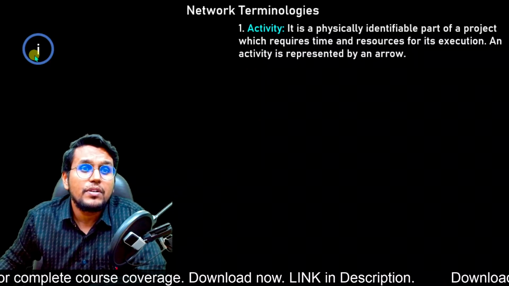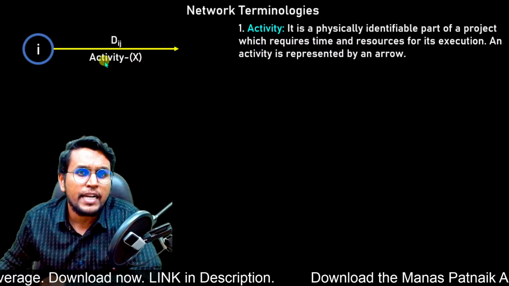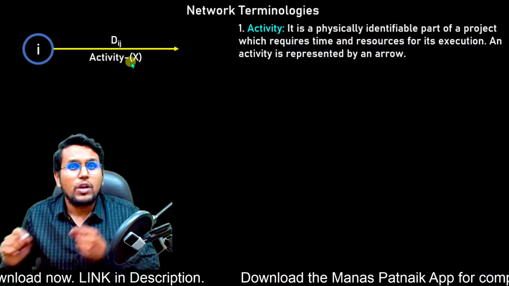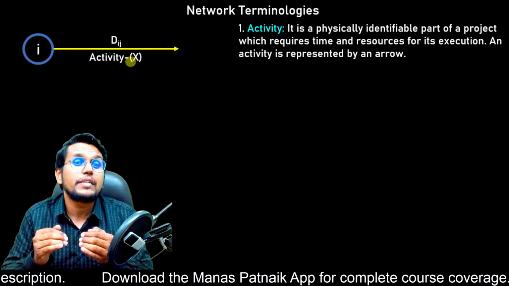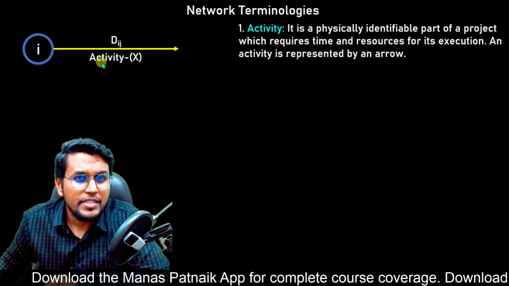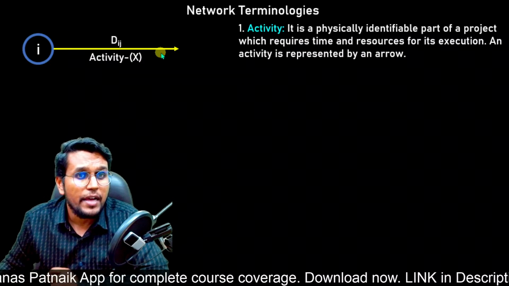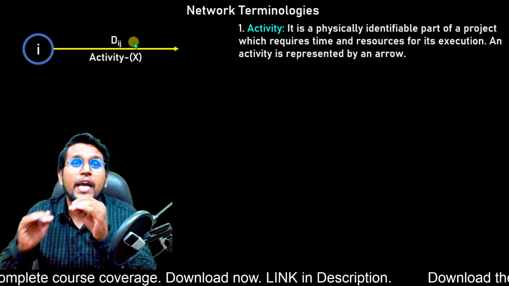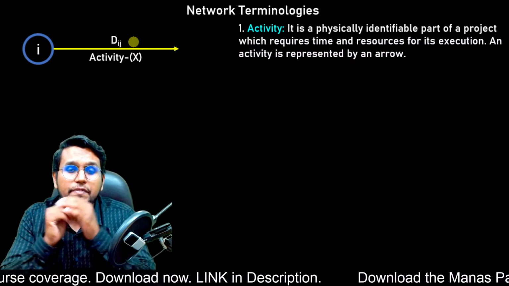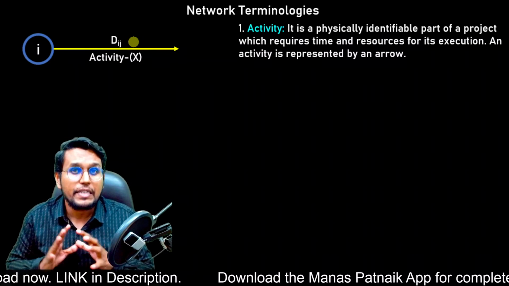Now I'm going to represent one activity, which is laying the foundation. Let us name that activity X. So the first activity I'm doing when building a house is laying out the foundation. It is represented by activity X and by an arrow. And Dij, which I have written here, represents the time consumed by the activity. That means how much time it will take to lay down the foundation perfectly.